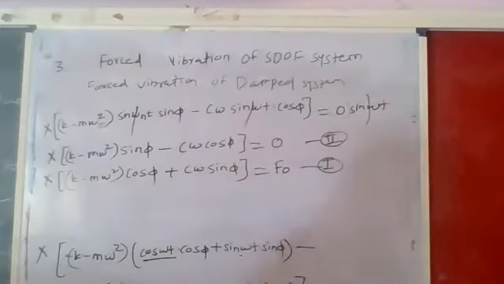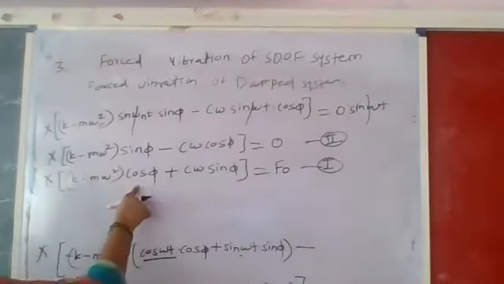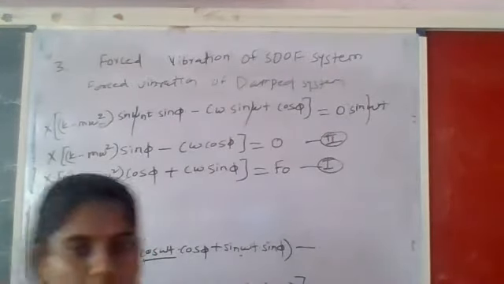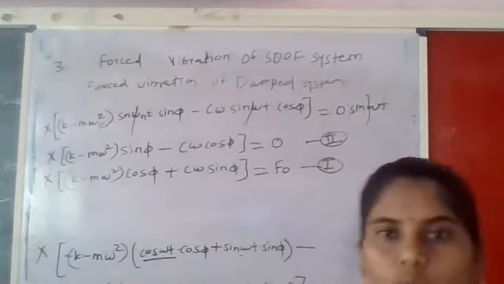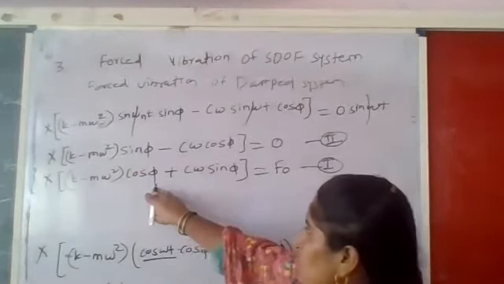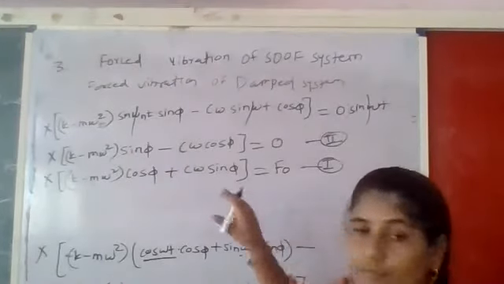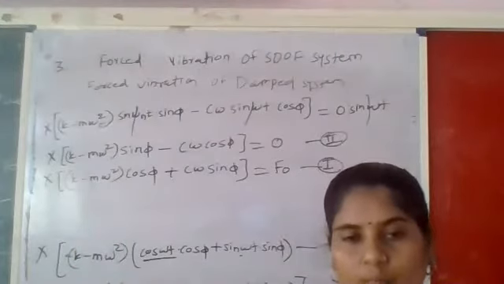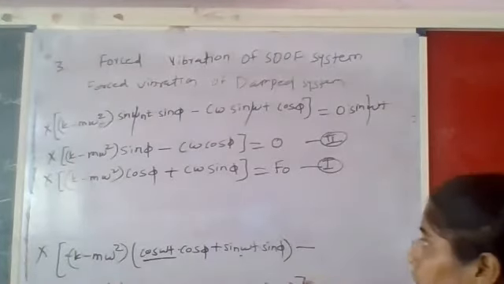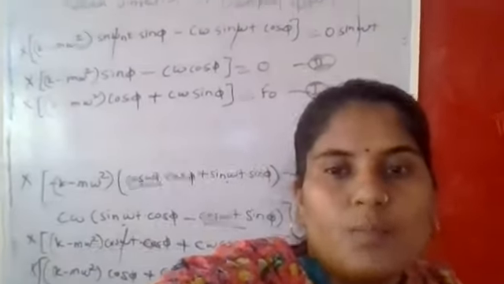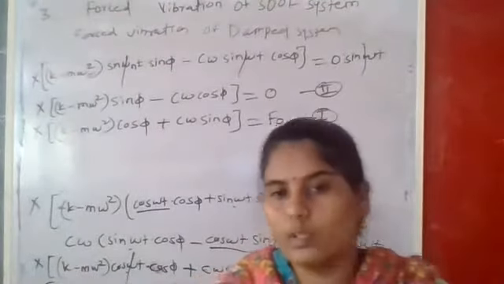And now you see these two equations. There is a sine term, there is a cos term. There is a cos term, there is a sine term. That is equation number 1 and equation number 2. If there is a sine, there is a cos. If there is a cos, there is a sine. If we square and add these two equations, you will get the resonance directly. We will get the resonance directly by squaring and adding both the equations.